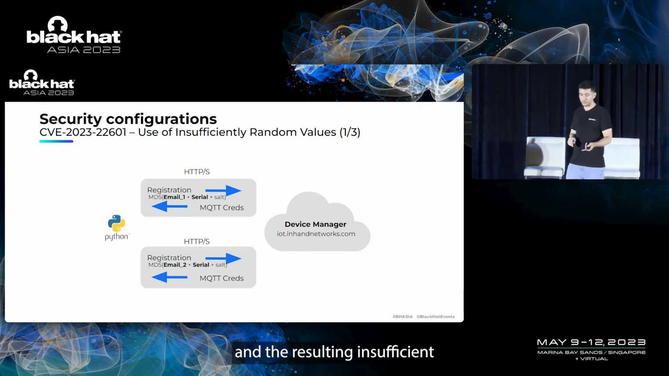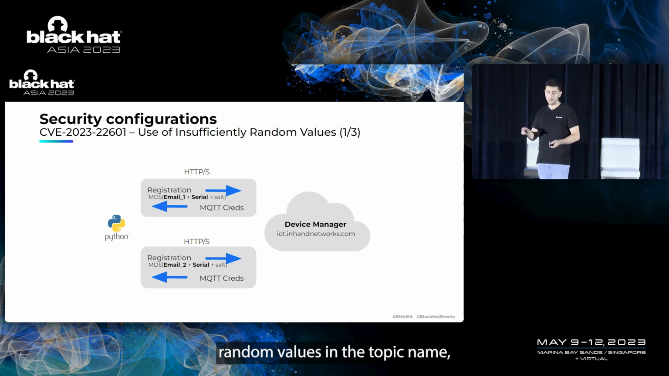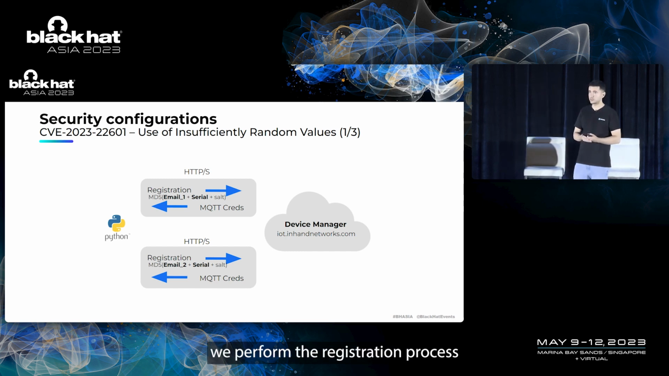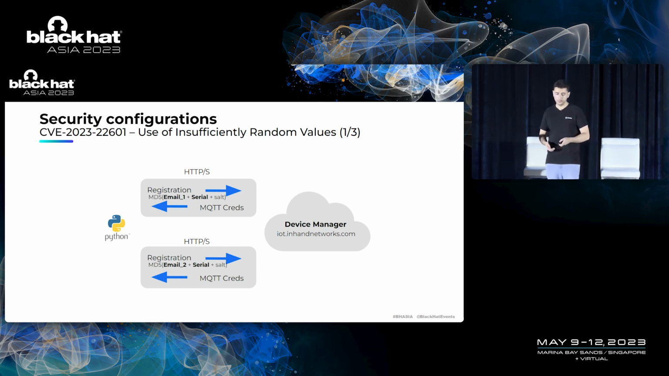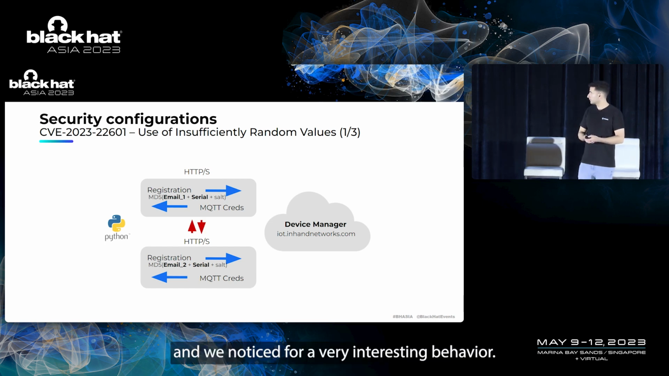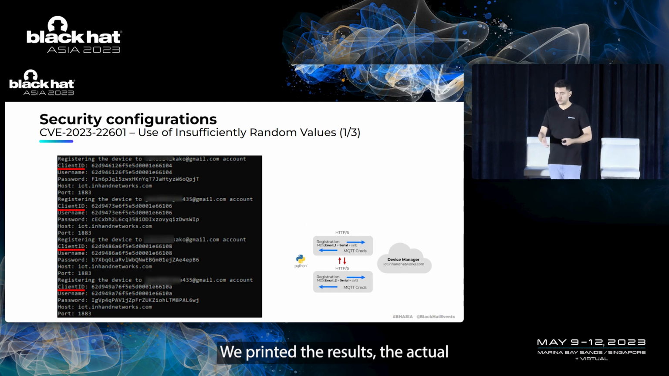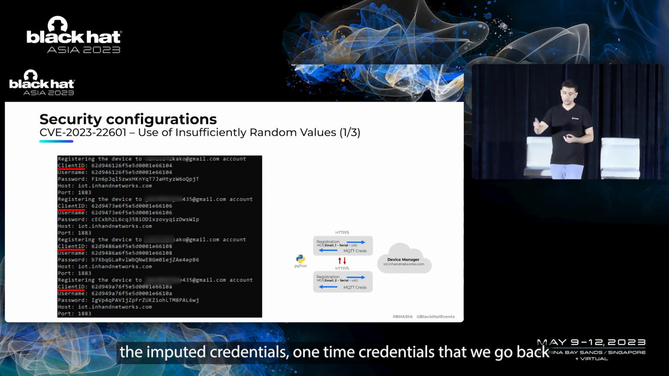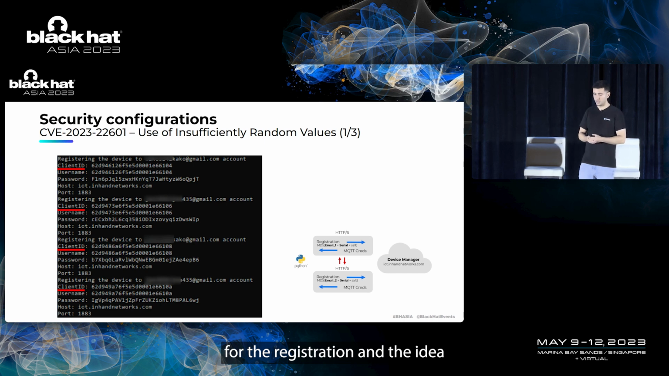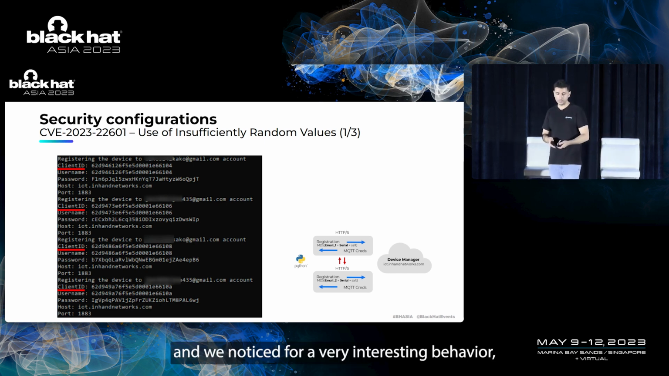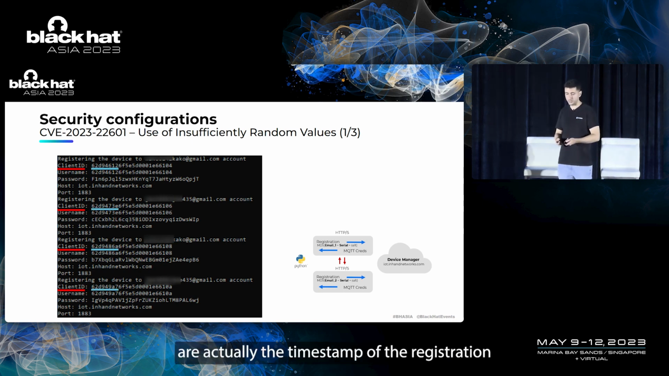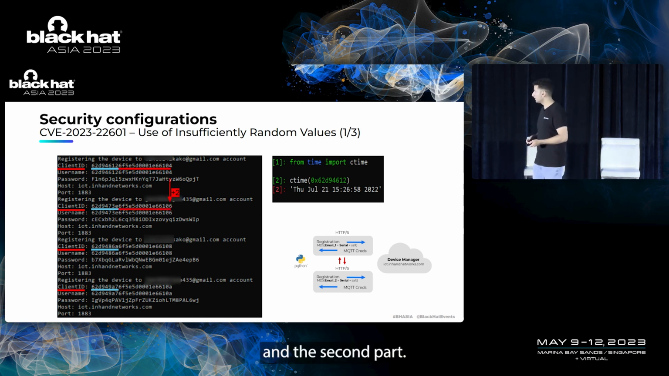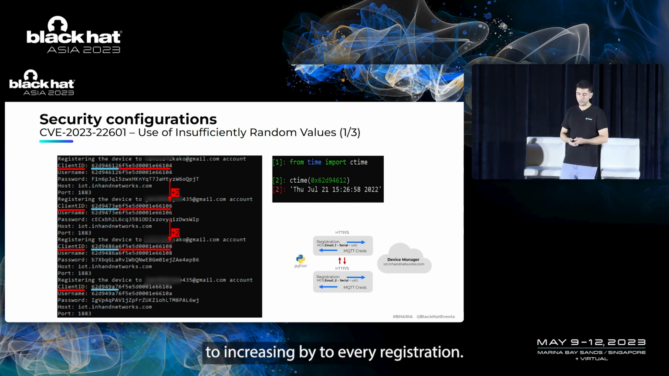Starting with the first vulnerability: insufficient random values in the topic name. We performed the registration process over and over again with different serials and emails that we have. We printed the results, the one-time MQTT credentials we got back for the registration, and the ID. And we noticed a very interesting behavior. In the ID, the first 8 hexadecimal characters are actually the timestamp of the registration, and the second part, 16 hexadecimal characters, increases by 2 with every registration.